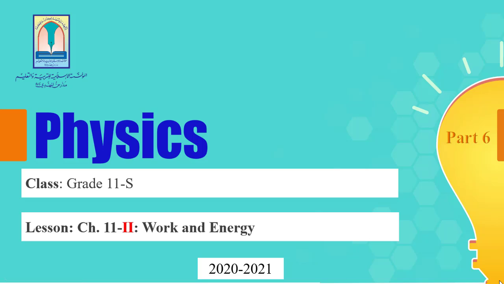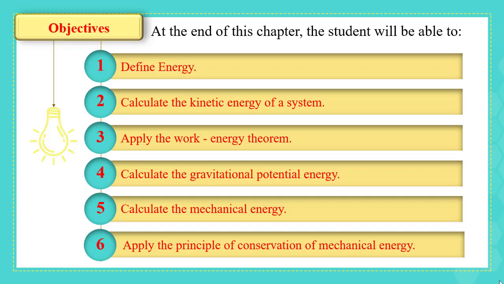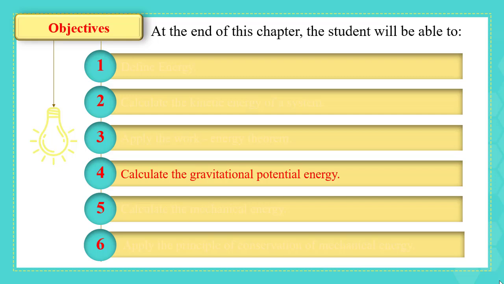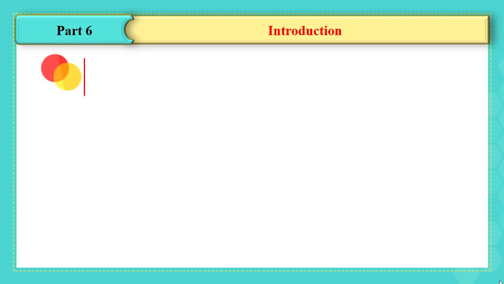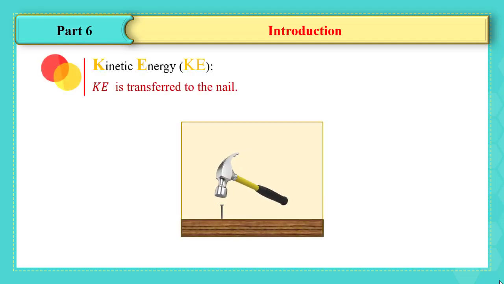This is the sixth video of chapter 11, Work and Energy. At the end of this video, you're going to be able to calculate the gravitational potential energy. We have mentioned in the previous video that an object that possesses kinetic energy can do work on another object, for example, a moving hammer driving a nail into a wall.